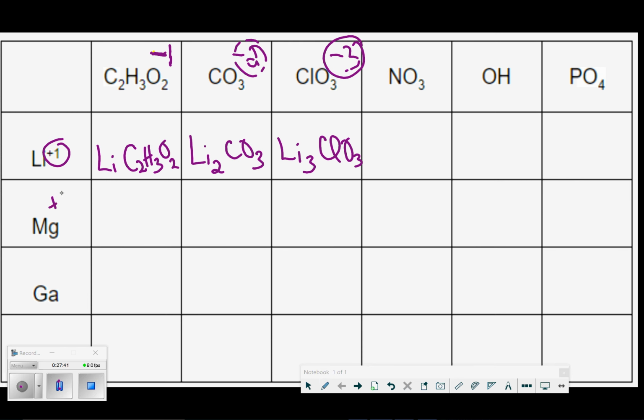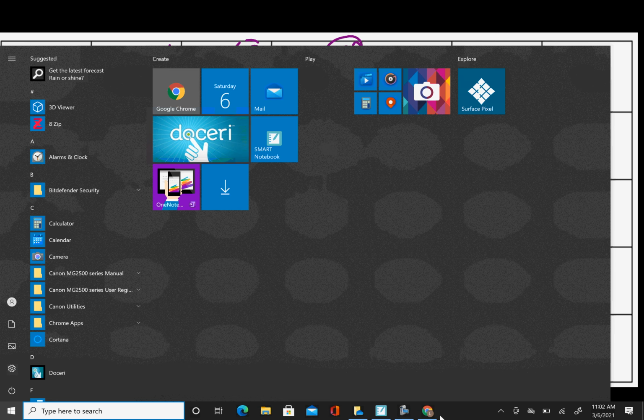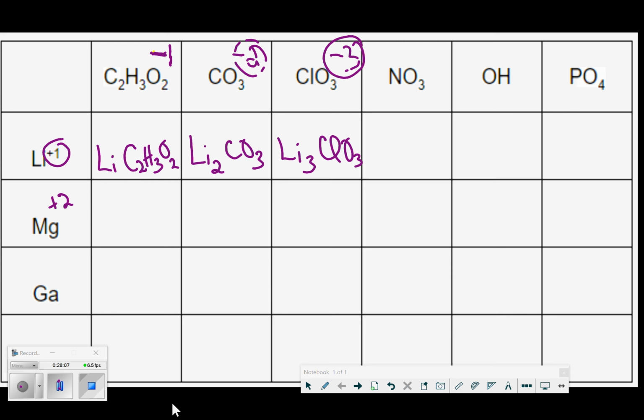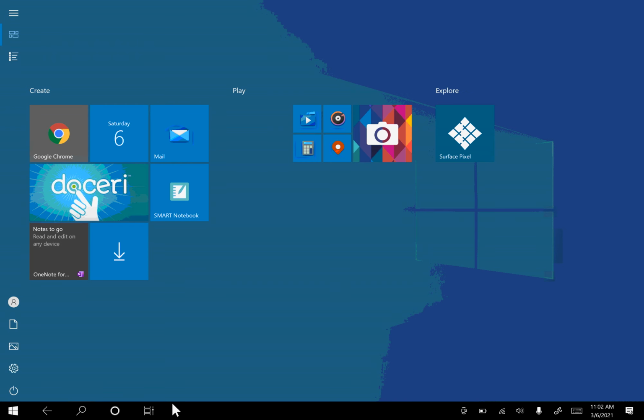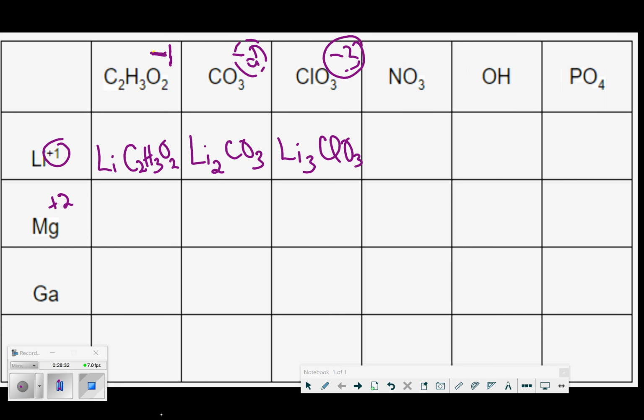Okay, Mg is a +2. Now, this gets a little trickier when it gets this way. So here's what happens. Hold on, guys. Sorry, guys. Let's see if we can deal with this now. Nope. Just hold on. It's making me keep my keyboard on.